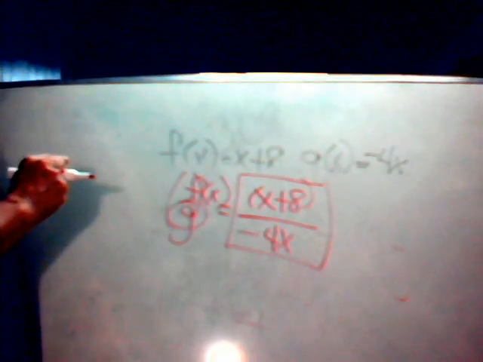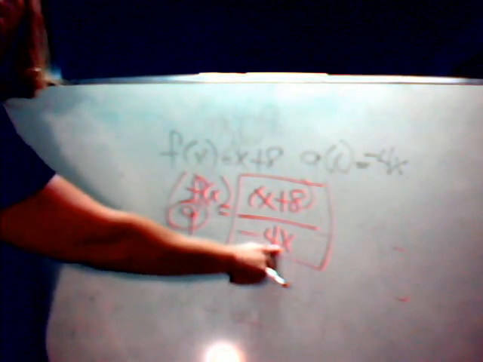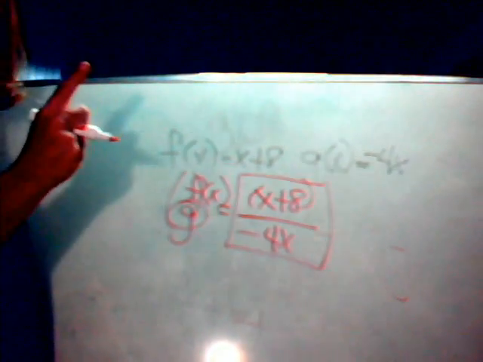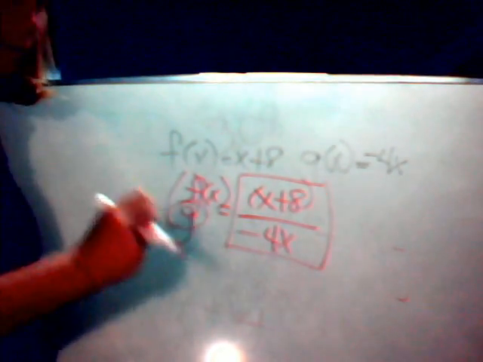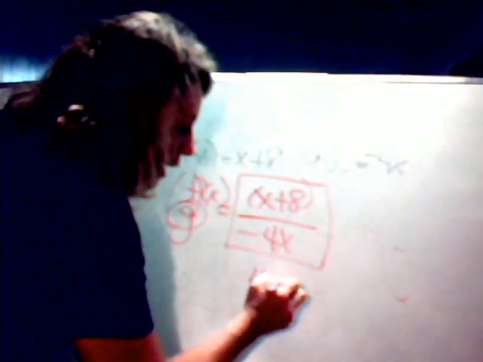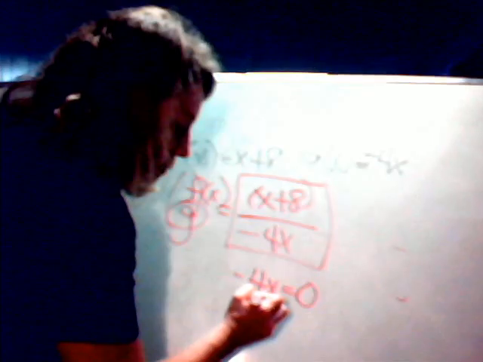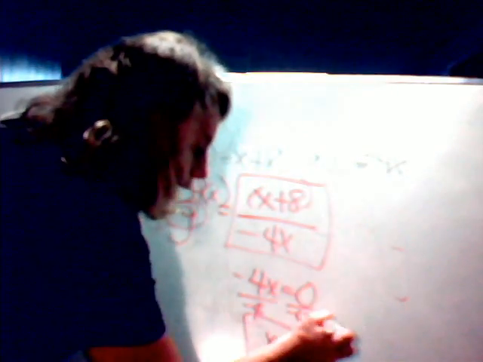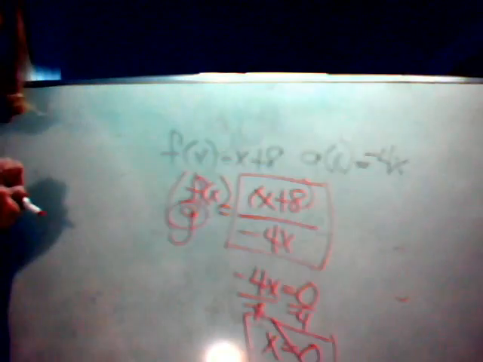Now, we do have to think about what we have to eliminate from the denominator. Well, we know the denominator can never be 0. So when is negative 4x equal to 0? Divide by negative 4, divide by negative 4, only when x is 0. So we have to eliminate that in our domain.